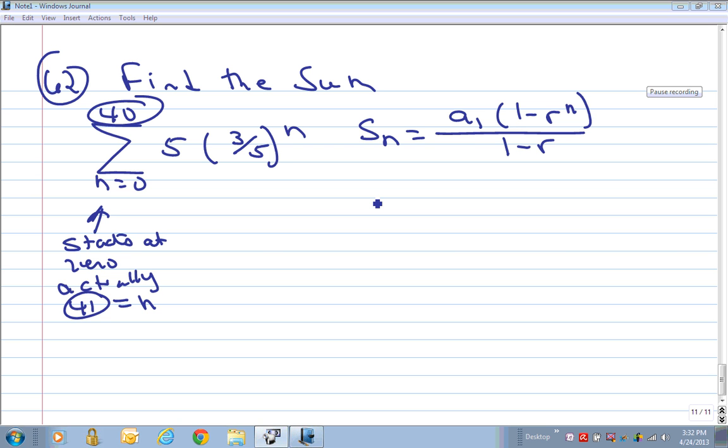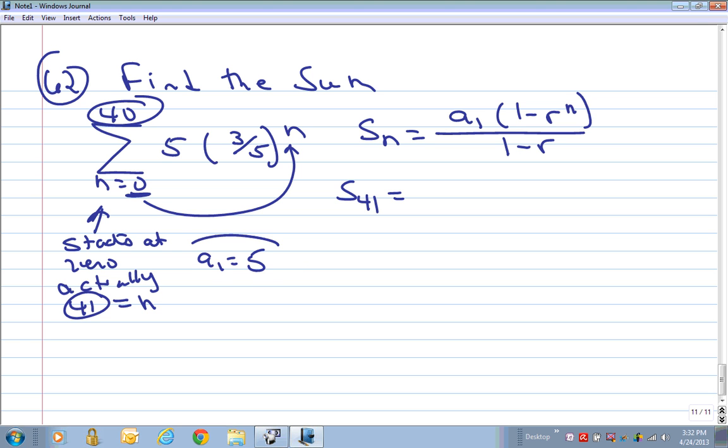All right, so we're going to do 41 terms. So I'm going to write S sub 41. Our first term, how do we find our terms? We just plug in, starting with our index. We're going to plug in a 0. Anything to the 0 power is 1, and 1 times 5 would be 5. So a sub 1 equals 5.